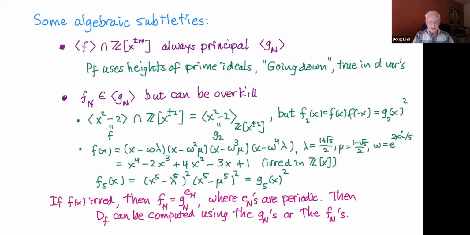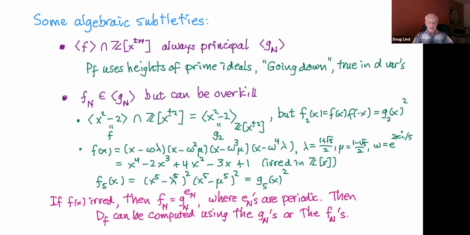Now, there are some subtleties here that I've been skipping over so far. The first is that I said there's a single polynomial that describes the decimated thing. In other words, when you contract this ideal, you'll always get a principal ideal. That's not so obvious, especially if you're looking at several variables, as we'll get to. But it's true. The proof uses the heights of prime ideals. These are prime ideals of height 1 and a principal ideal. The going down lemma for dimensions in commutative algebra, and it extends to the d variable case as well.